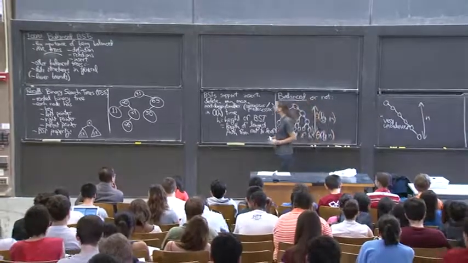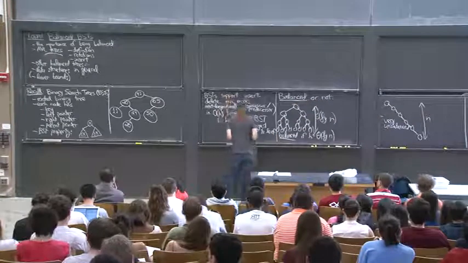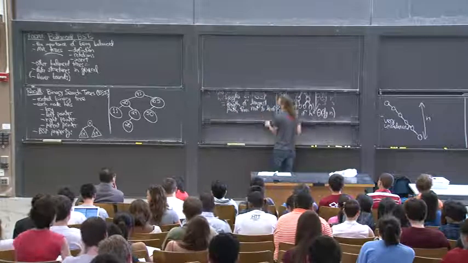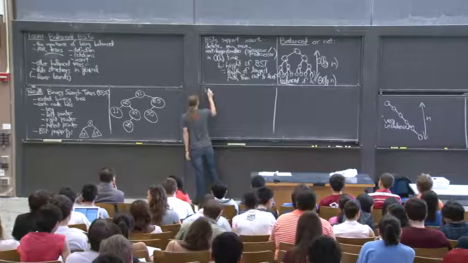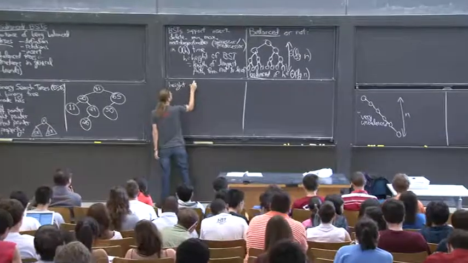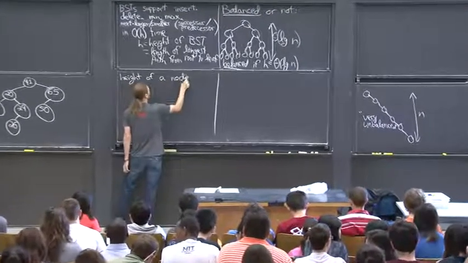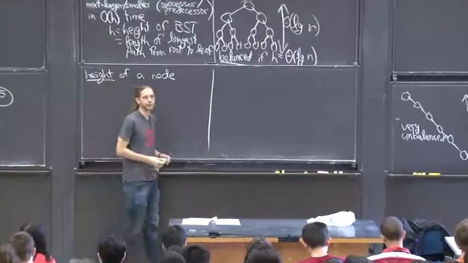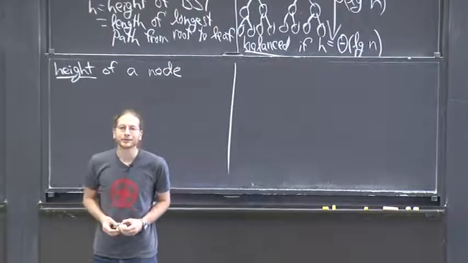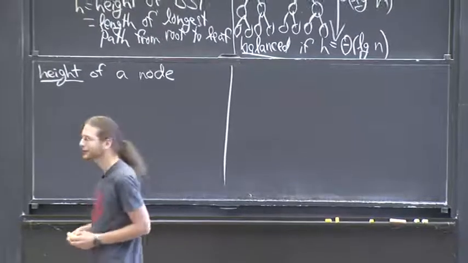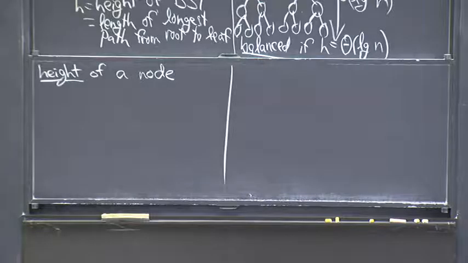One more thing I wanted to define. We talked about the height of the tree, but I'd also like to talk about the height of a node in a tree. Can anyone define this for me? The level that the node is at. That is roughly right. It's all about the level of a node. How many levels of children it has? That's basically right.